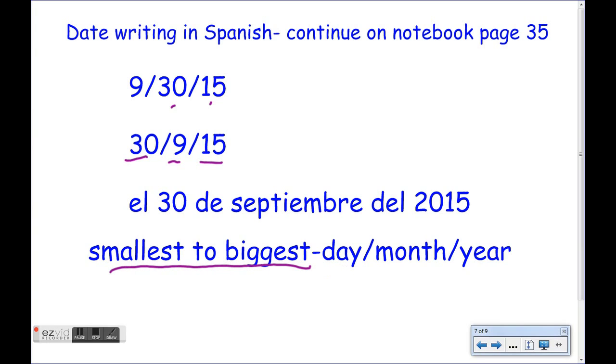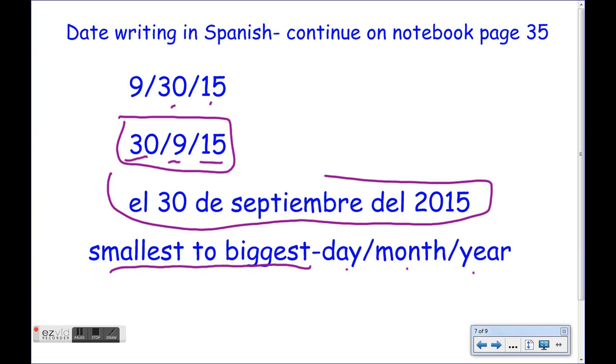Alright? So when we write this in Spanish, it looks like this. This is the abbreviated version. And then this is the written out version. We write it all the way out. When we say the date, we use the word el, followed by the number 30. Then we use de, and then the month, septiembre, and then del, and then the year, 2015. So when we say the date, it's el 30 de septiembre del 2015. And we say it the same way every time, changing the date.